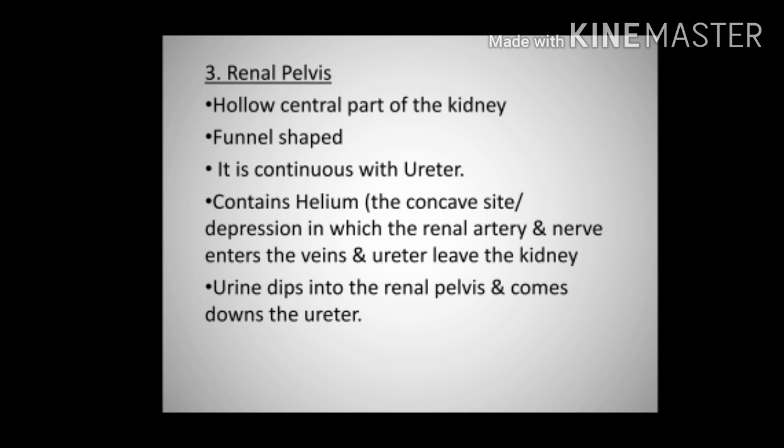Renal pelvis. It is the hollow central part of the kidney and it is a funnel shaped structure. It is continuous with the ureter. It contains the hilus or hilum, which is the concave site of the kidney, or depression in which the renal artery and nerve enter. The veins and ureter leave the kidney. Urine drips into the renal pelvis and comes down the ureter.